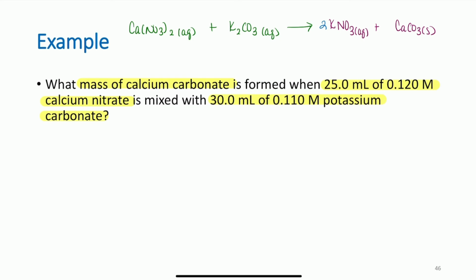So I'm trying to find how much of this I am going to form. It's kind of nice when questions ask this because it reminds you of solubility rules too. Because if I'm going to form the mass of something, then I'm clearly going to precipitate it out. Let's write down what we're starting with.